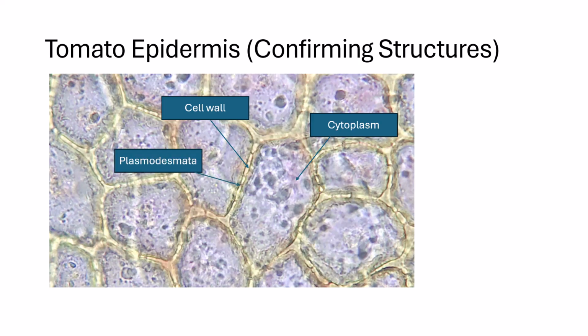The plasmodesmata are the key feature in this activity. They appear as very fine dots or tiny strands that cross the cell wall and connect neighboring cells. They can be subtle, so if you don't see them immediately, that's normal. Look carefully along the wall where two cells meet and see if you notice small connection points.